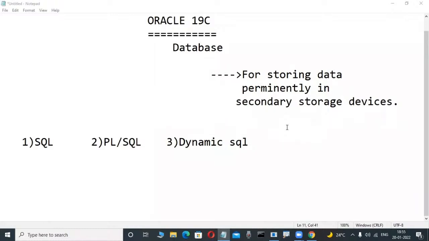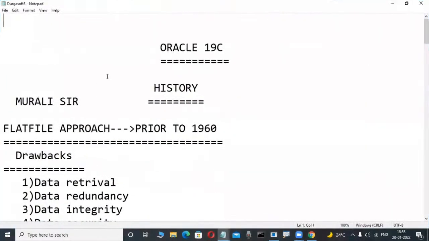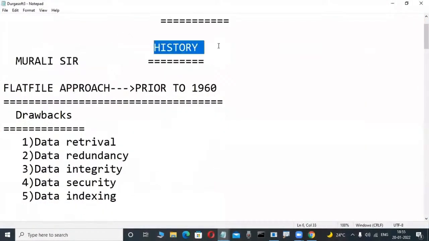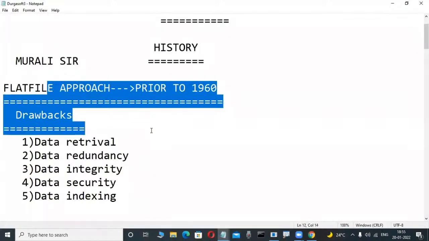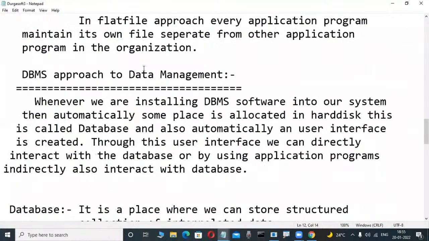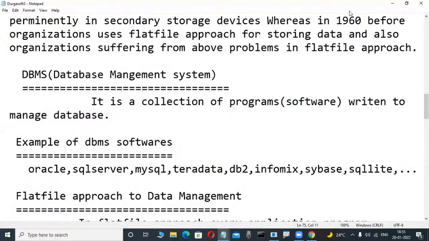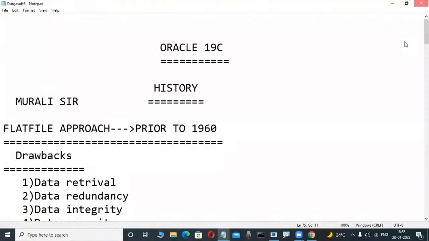In this course, we are covering SQL, PL/SQL, and dynamic SQL. Along with this, on one of these days, we will also cover history. Not a lot of history, but some. In olden days the flat file approach was there, and we will learn its drawbacks in the middle of the course. Then what is a database? Then DBMS and RDBMS, and what the differences are. These are all the things we are learning in these days.